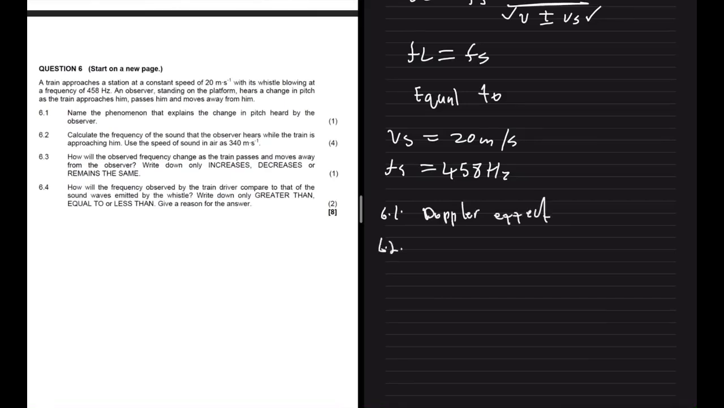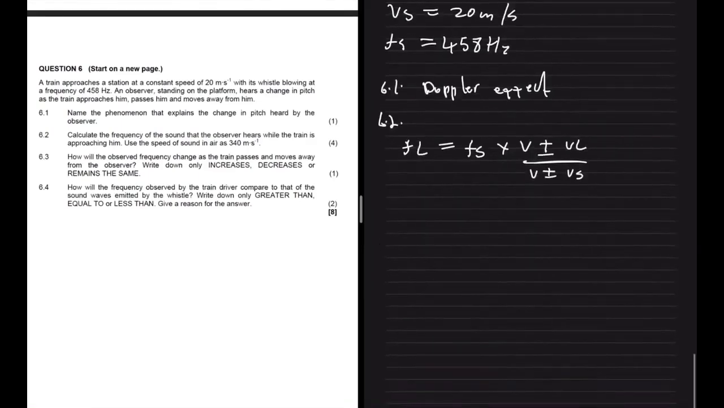6.2. Calculate the frequency of the sound that the observer hears while the train is approaching him. Use the speed of sound in air as 340 m/s. So we are looking for FL, which equals Fs multiplied by V plus or minus VL, divided by V plus or minus Vs, like we always have.